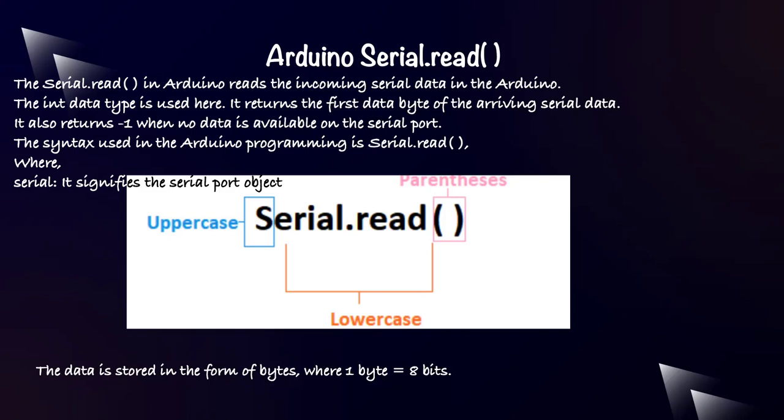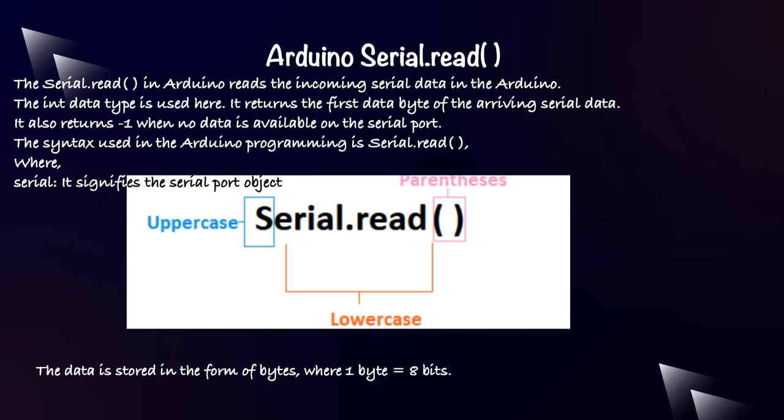With parentheses, of course, and the first letter S capital, as we already know for all the Serial parts. The word Serial signifies the serial port object, which we have discussed previously. In Serial.read, the data is stored in the form of bytes, where 1 byte means 8 bits. This is a very common thing we all know. So this is about Serial.read.